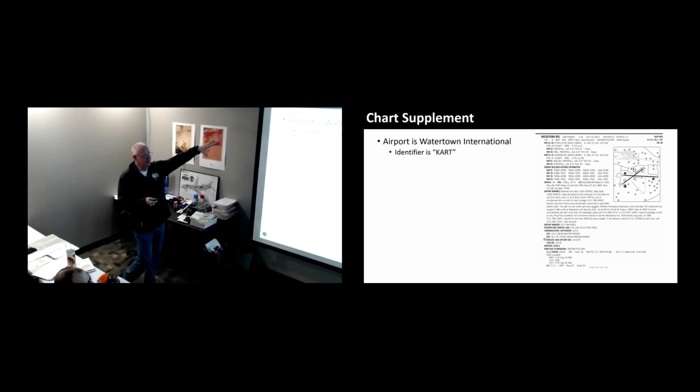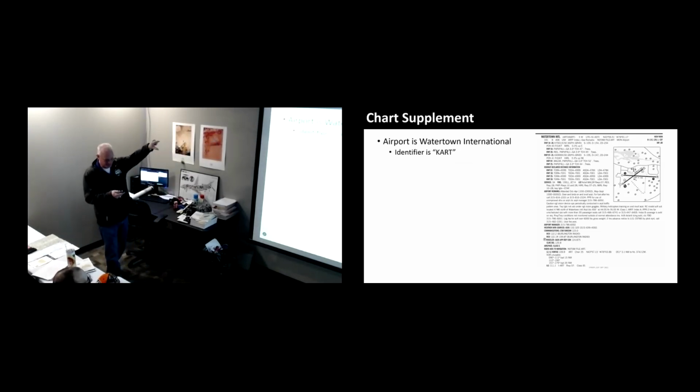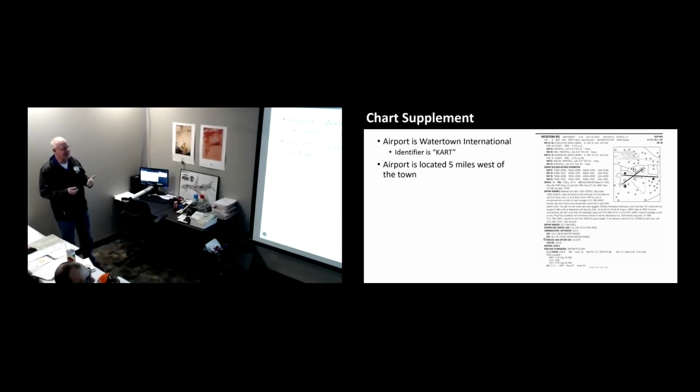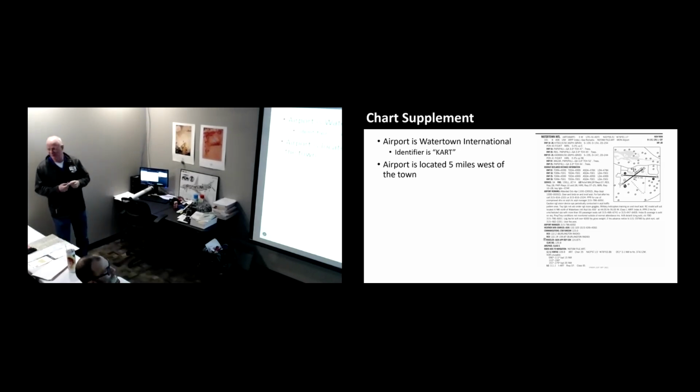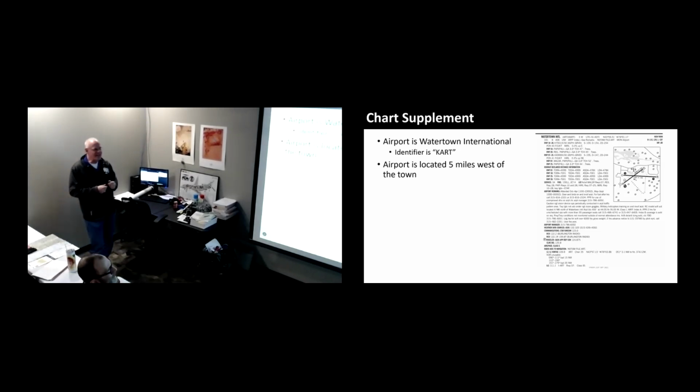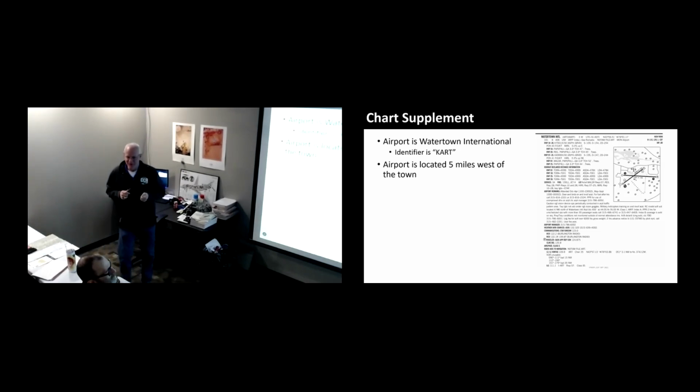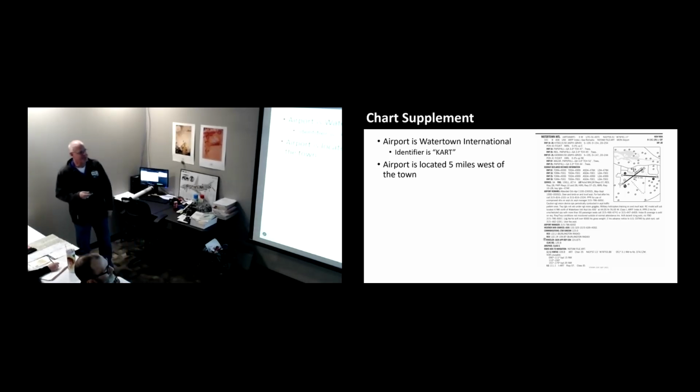We'll take a couple of seconds to run through this, but the top part has a couple of primary pieces of identification. The town, the name of the airport, and the identifier, ART, KART being the ICAO identifier. 5W, okay, for this one. What that means is that this airport is 5 miles west of the town that it's associated with in the chart supplement.